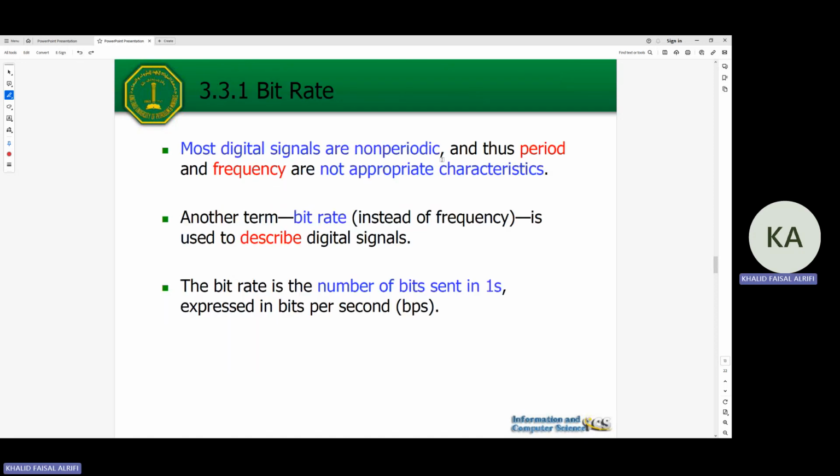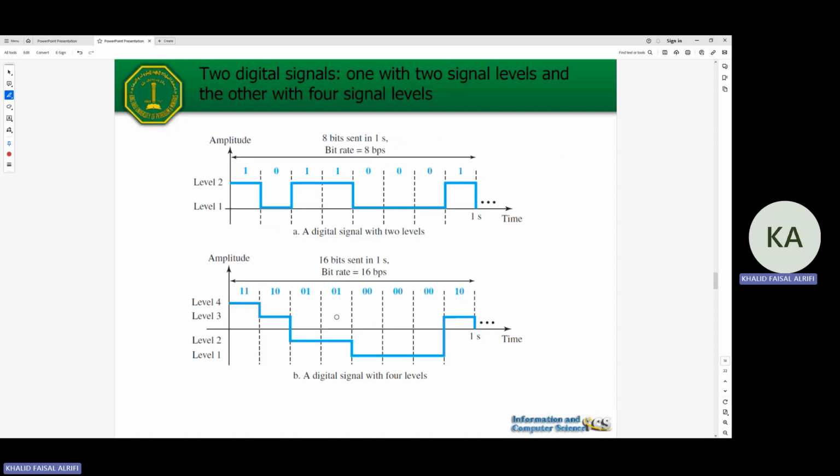Bit rate, of course, because we have non-periodic and digital signals, so we can't deal with the frequencies. The alternative to frequencies in digital signals is the bit rate. The bit rate is the number of bits in 1 second, as we said.